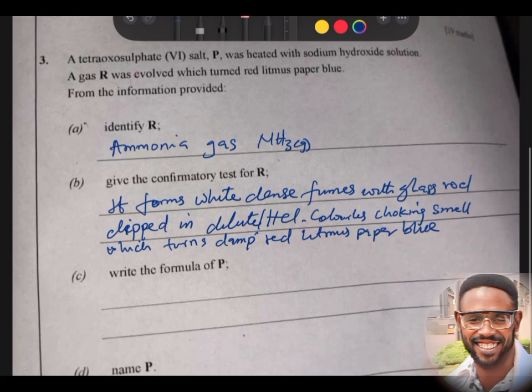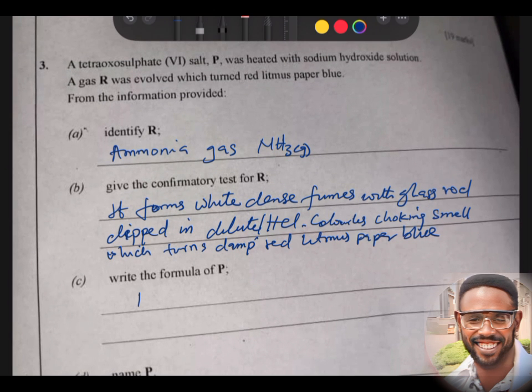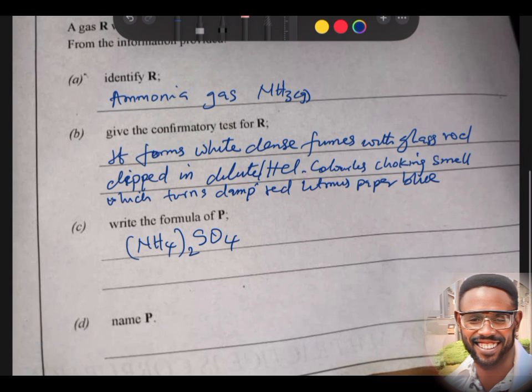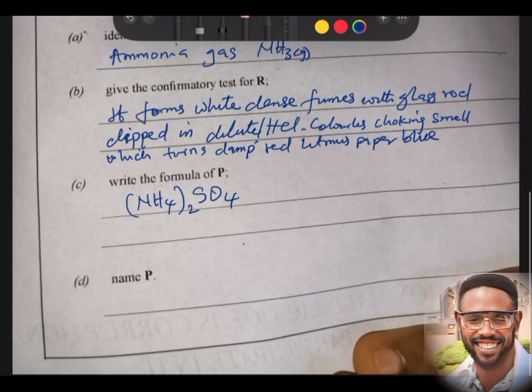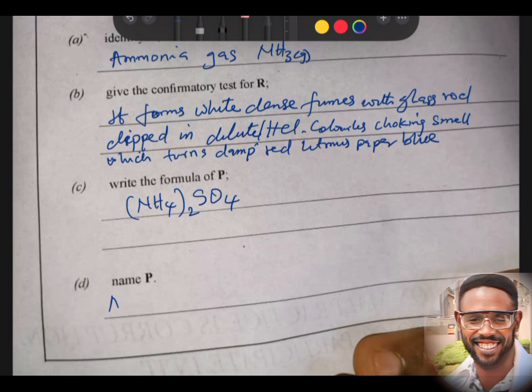Then write the formula of P, that is the ammonium sulfate, which is (NH4)2SO4, ammonium tetraoxosulfate 6. Then they say name P. Imagine, it's not easy, sure. Ammonium tetraoxosulfate 6, and that wraps it up for this practical chemistry.